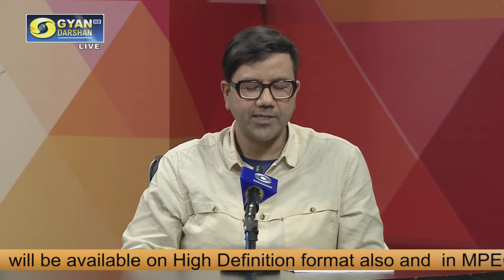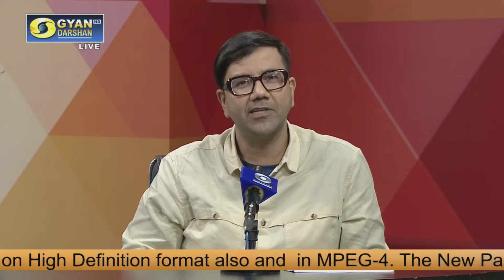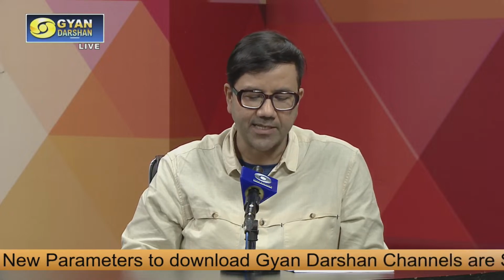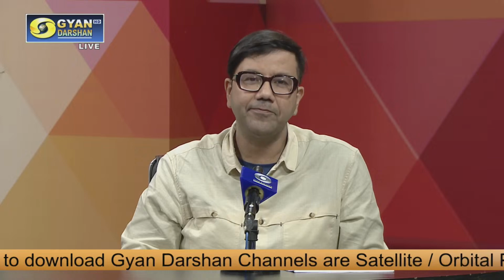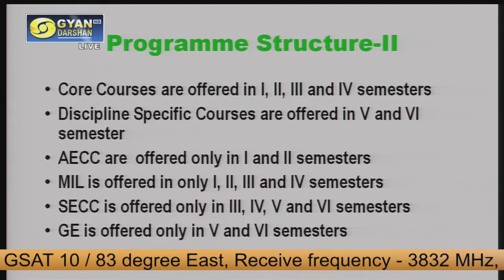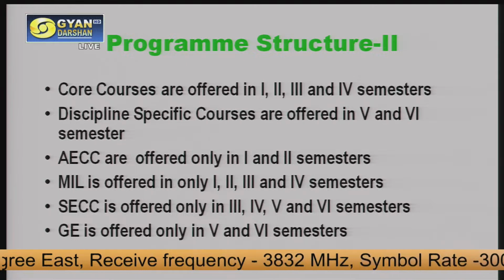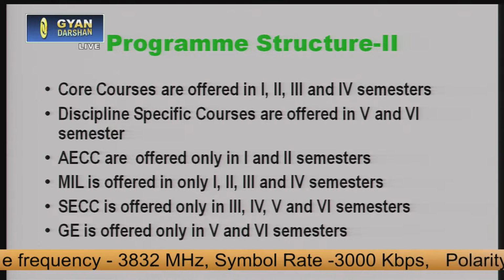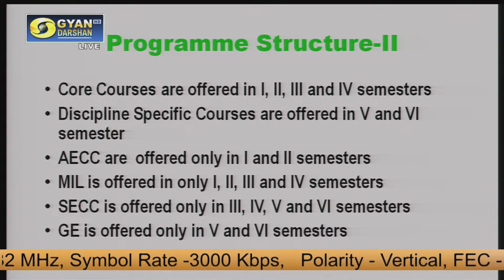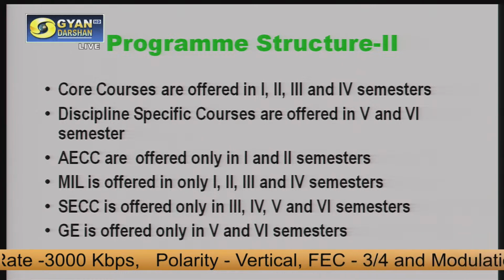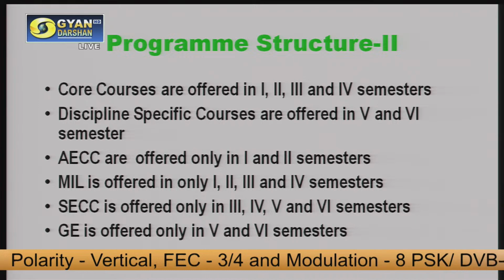Let me say also that core courses and discipline-specific courses will be from the gender-related courses. Core courses will be offered in the first, second, third, and fourth semesters, which means the first 2 years you have to do the core courses. The third year will be discipline-specific courses, that is fifth and sixth semesters. And the other courses that Nilima had been talking about, that is ability enhancement compulsory course, MIL, that is modern Indian languages, skill enhancement compulsory courses, and generic elective, they are all spread across.